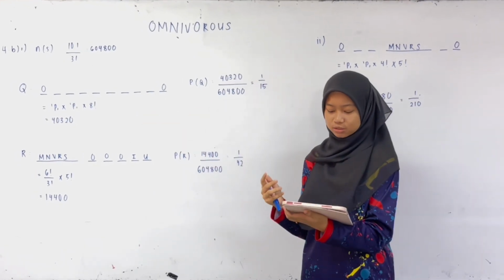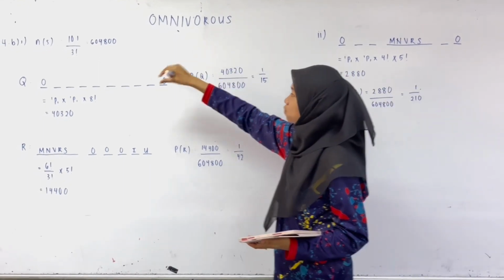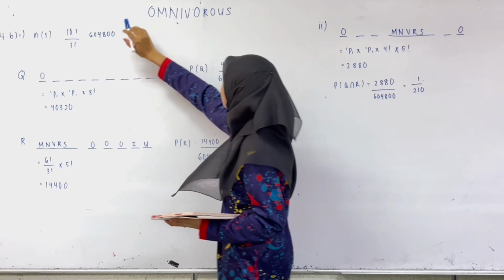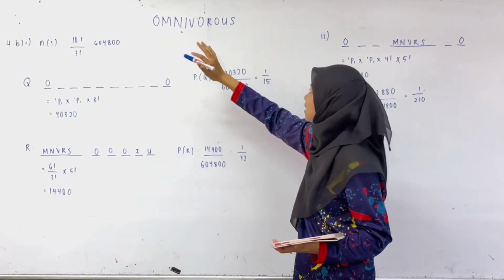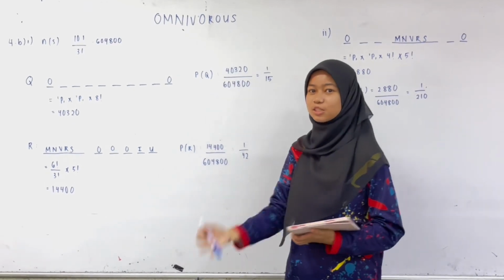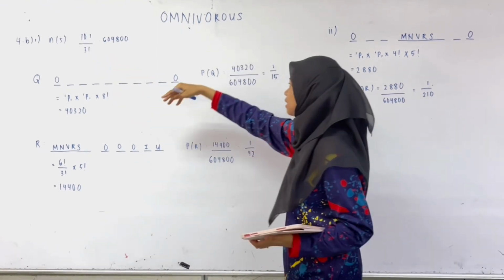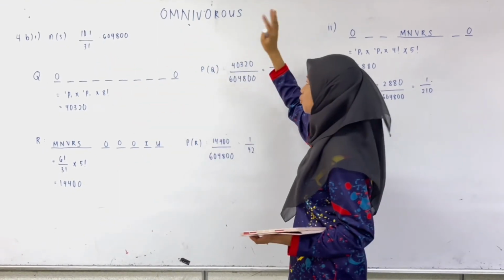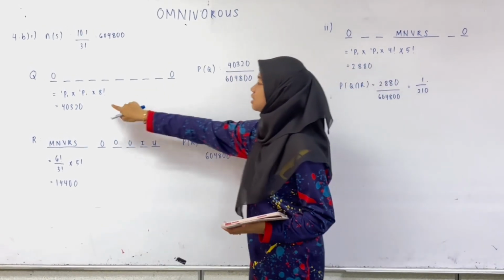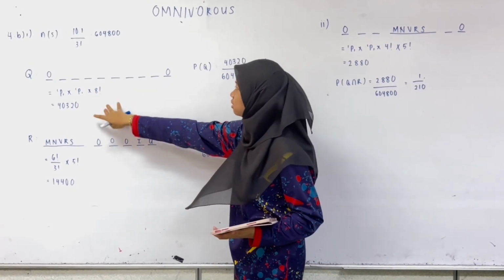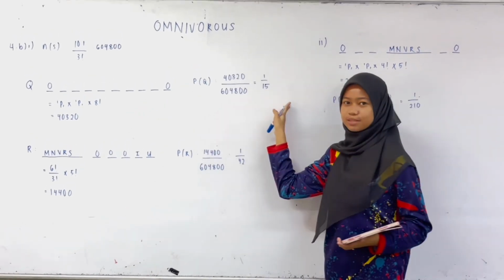Because the question states that we have to find the probability, we need to find the total of the letters given. To find the total, we have 10 letters in omnivorous, but we have 3 identical letters, which is O. So 10 factorial divided by 3 factorial to get the sum. So to find the probability of Q, we take the answer that we found here and divide by the total, and we get 1/50.